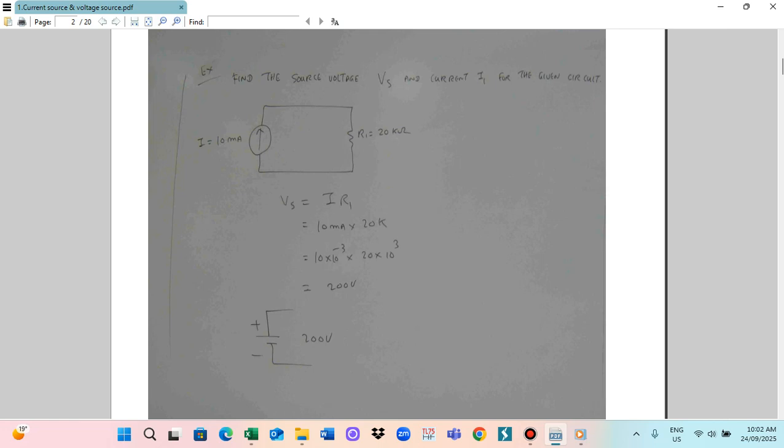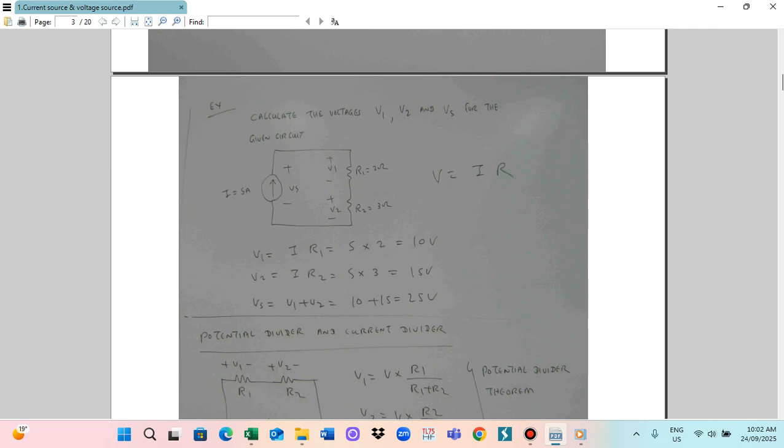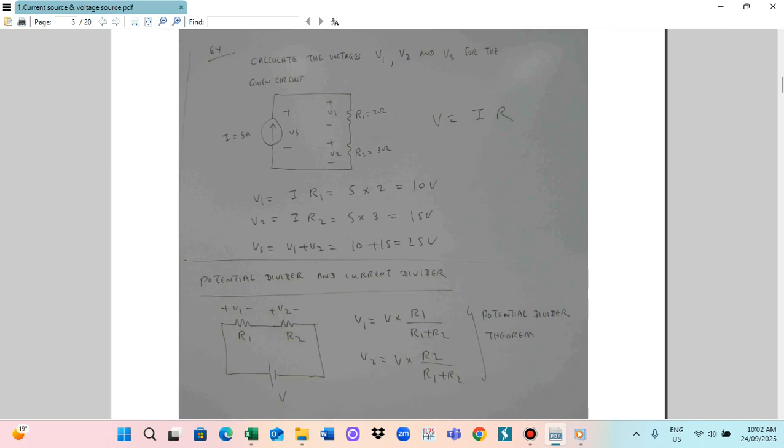So we have to find V1, V2 and Vs for the given circuit. The current is 5 ampere. The 5 ampere current is flowing through R1, which is 2 ohm. So voltage is equal to I multiplied by R. So V1 is equal to I, 5 ampere, multiplied by R1, 2 ohm. And similarly V2, the voltage is equal to I multiplied by R. The current is 5 ampere, resistance is 3 ohm. So then you can calculate V2. We use the formula V is equal to I multiplied by R, according to Ohm's law.